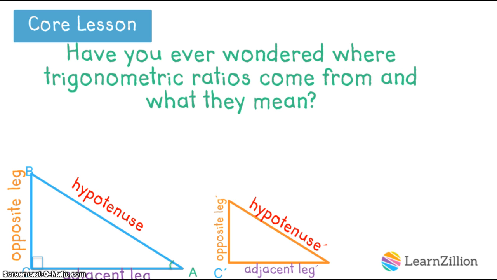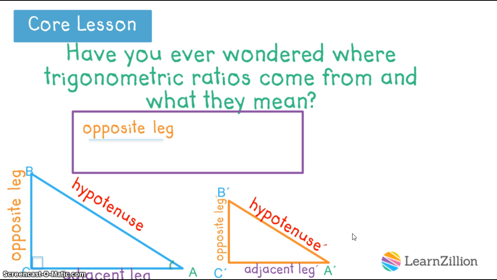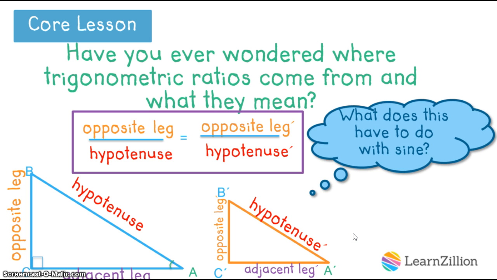In the original question, we asked, have you ever wondered where trigonometric ratios come from and what they mean? By replacing BC over AC with opposite over hypotenuse for the blue triangle, and replacing B'C' over AC' of the orange triangle, we arrive at the ratio that looks like this. Again, we know these ratios are equal because the right triangles are similar. But what does this have to do with sine, you ask?